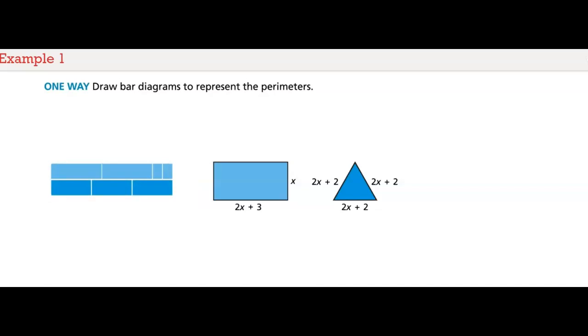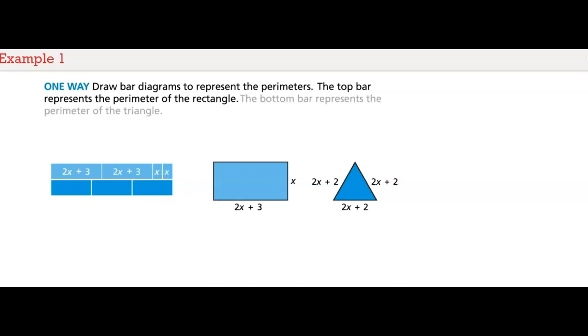You can draw bar diagrams to represent the perimeters. The top bar represents the perimeter of the rectangle with 2 sides of length 2 times x plus 3, and 2 sides of length x. The bottom bar represents the perimeter of the triangle with 3 equal sides of length 2 times x plus 2.